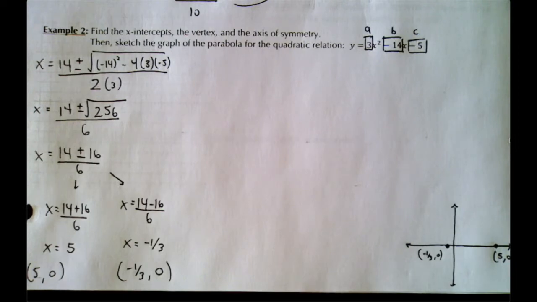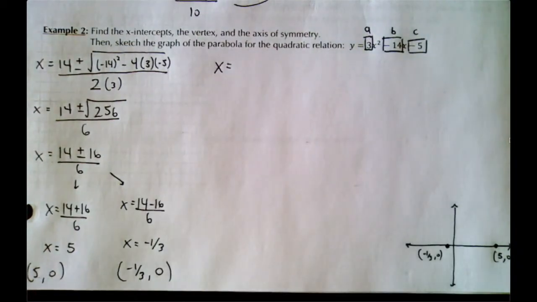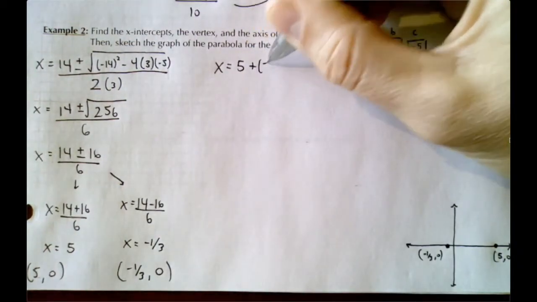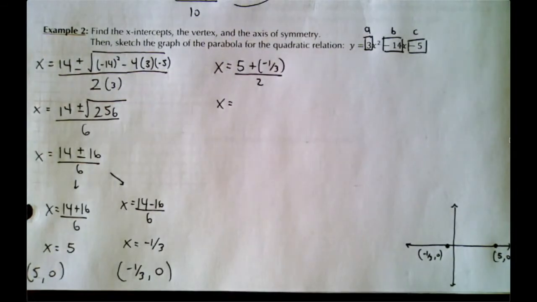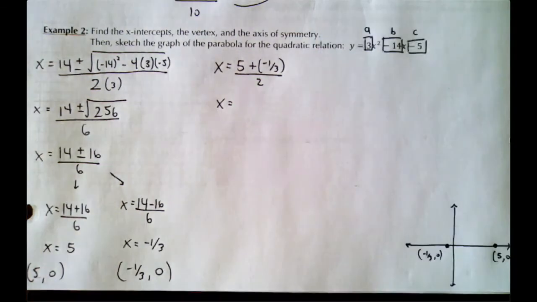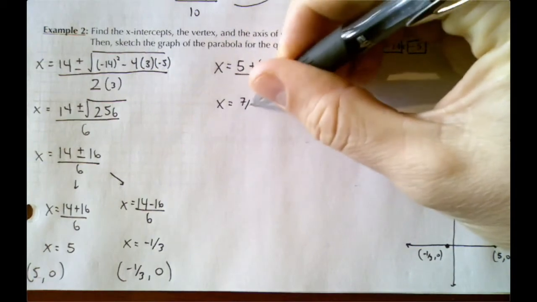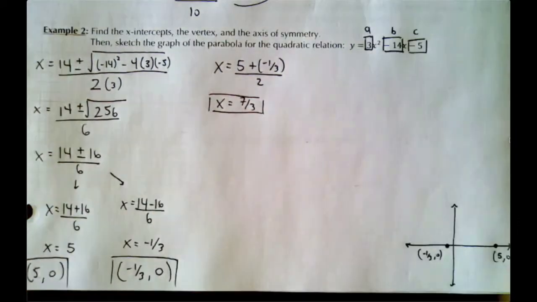Next step is to find the axis of symmetry. To find the axis of symmetry, we add our x-intercepts and divide by 2. So 5 plus -1/3 divided by 2. So let's do that in the calculator. 5 plus -1/3 over 2. Get 7/3. So there's our axis. There's one x-intercept. There's two x-intercepts. 7/3 is like 2 1/3.